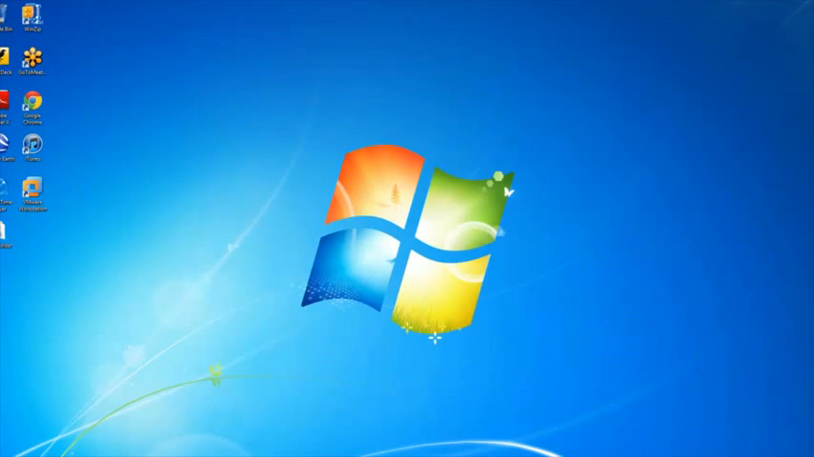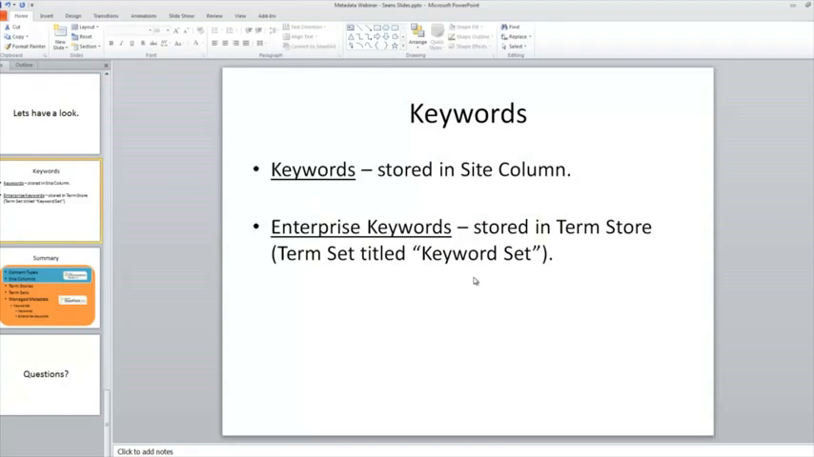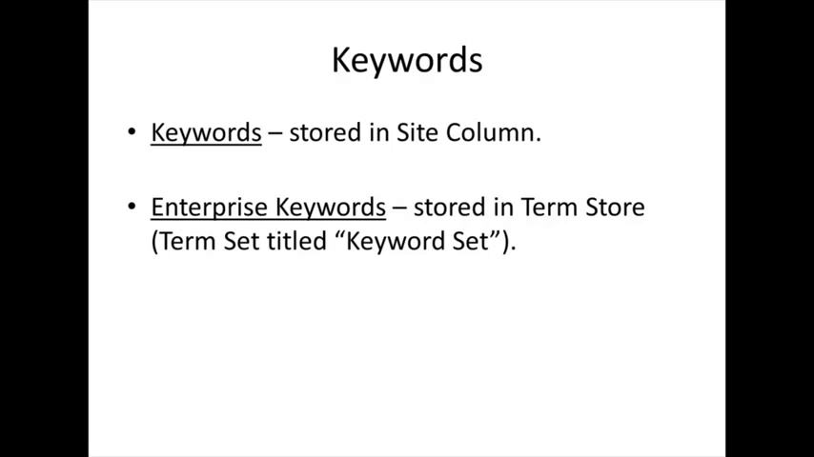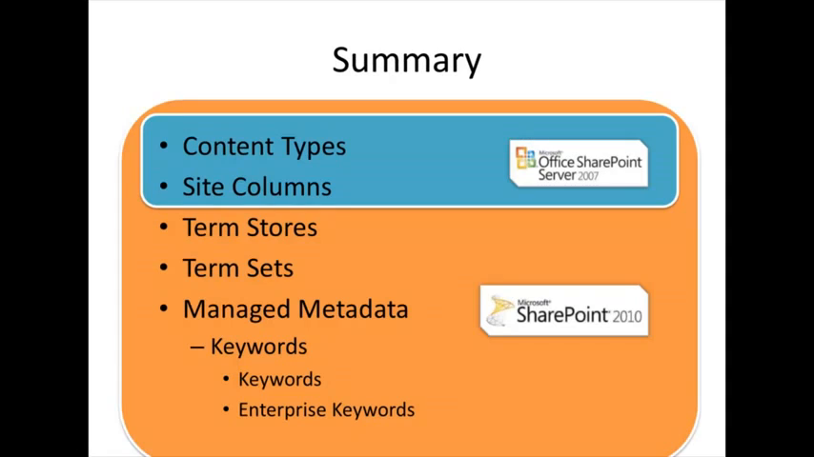So to get this wrapped up for you, let's run through the summary of what we just went through. So again, we worked through content types. All this metadata stuff boils down to just a few things. You have content types, which is a collection of site columns. You have term stores, which is a collection of term sets. Ultimately, just a collection of terms. Now we flop over into the world of managed metadata, and that's where the terms are.